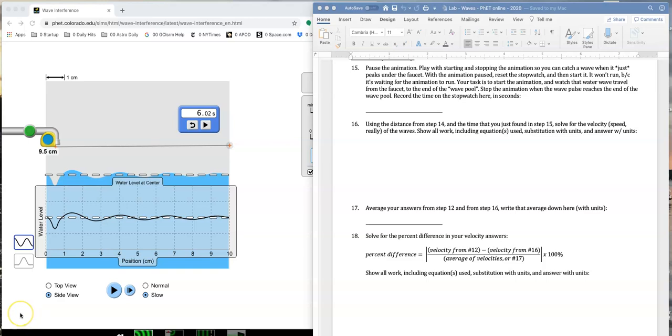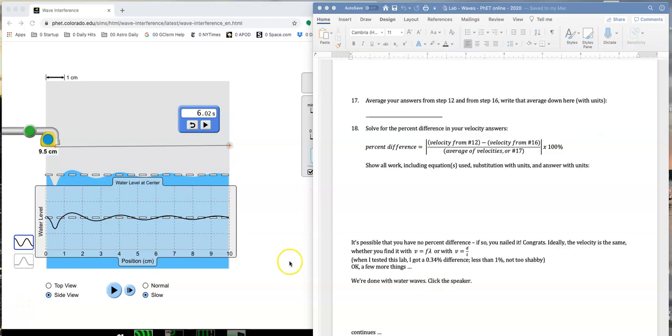I think the first time I did it, I actually got zero. But 1.3% is not too shabby. And don't misread the lab. Some of you reached out and said, oh, I'm supposed to get zero. No, you're not supposed to get zero. Maybe ideally you're supposed to get zero, but I just did this and I've practiced it a number of times already, and I got 1.3.